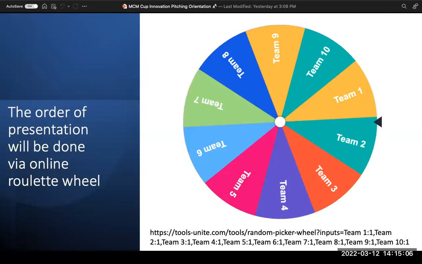So this is not yet final, but this is how I decided the order of the presentation for the 8 participating schools or qualifying schools. We're going to be doing an online roulette wheel, at least to avoid bias, so at least it's random. And out of the result of this, we can generate the order of the presenters.